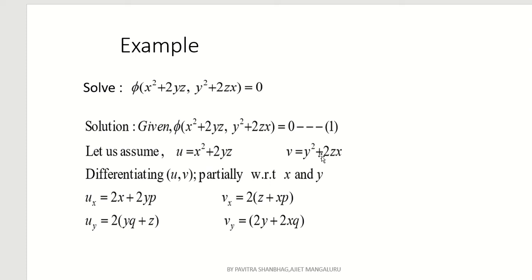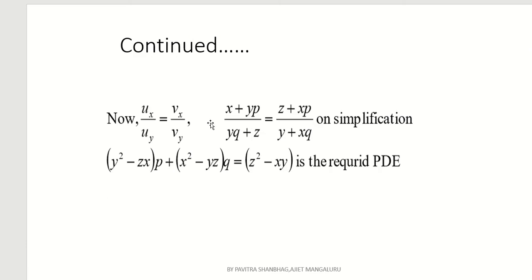2y plus 2xq. Now ux by uy equal to vx by vy. This is PDE. So what we will get? 2 to get cancel everywhere because it is common. X plus yp divided by yq plus z equal to z plus xp divided by y plus xq. Now cross multiply and simplify.